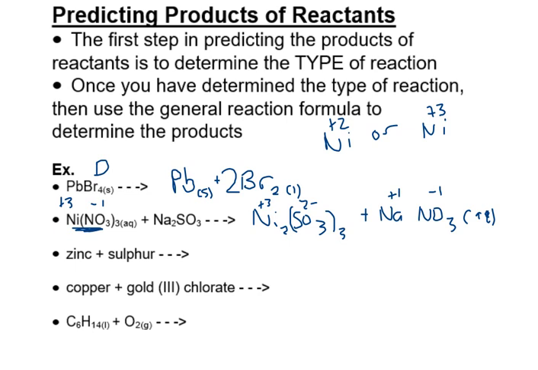Because we only put Roman numerals in when we write it out in words. So if we write it in words, absolutely, we'd say nickel 2 sulfite. But there's no spot for a Roman numeral in this format here. Does that make sense? Good question.